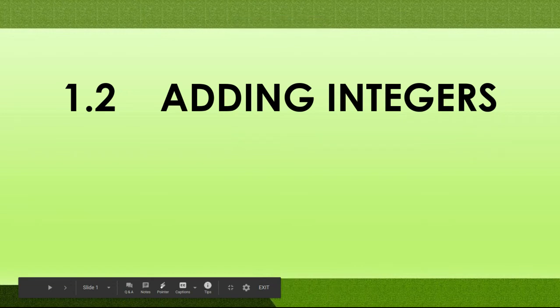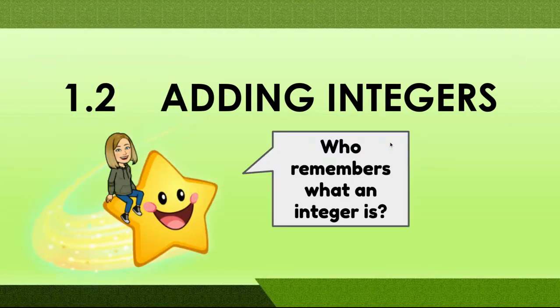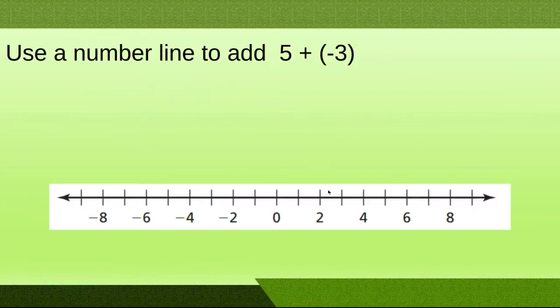Okay, guys, this video is for Chapter 1, Section 2, Adding Integers. We remember what integers are. They are positive and negative numbers and zero. Integers do not include fractions, decimals, or percents, so we do not have to worry about those yet. Those will be in our next chapter. Yay! Remember to press pause and copy down the notes as we go through.